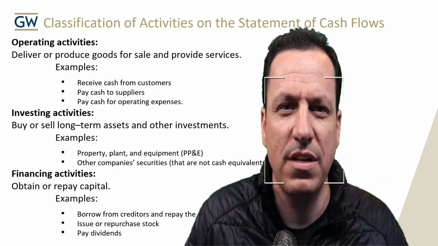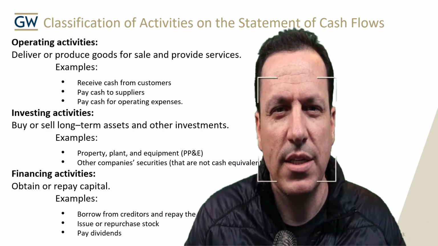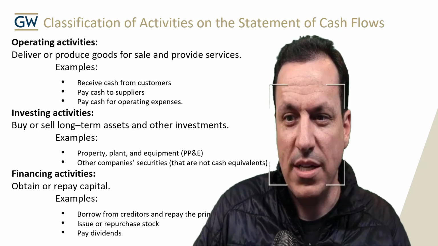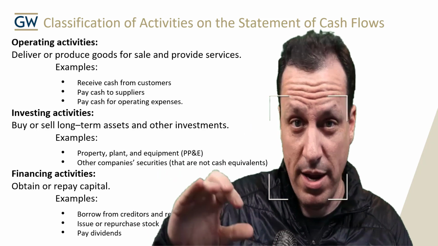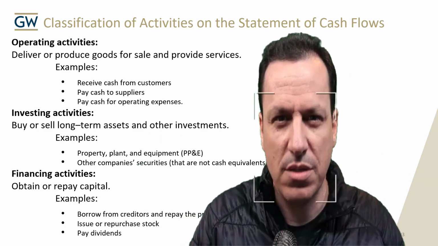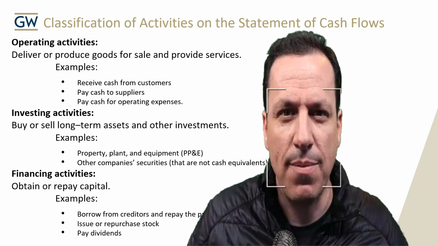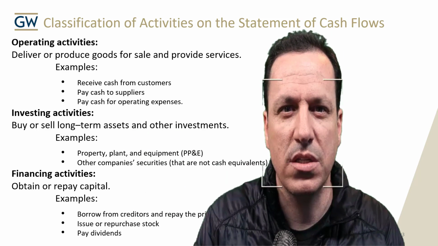And financing activities are different things that you might do to get money in the business. So you might sell some equity, you might get a loan, you might pay off a loan, or you might buy back equity. The direction of the cash doesn't make a difference. It just is the type of activity that each one of these cash flows represents.